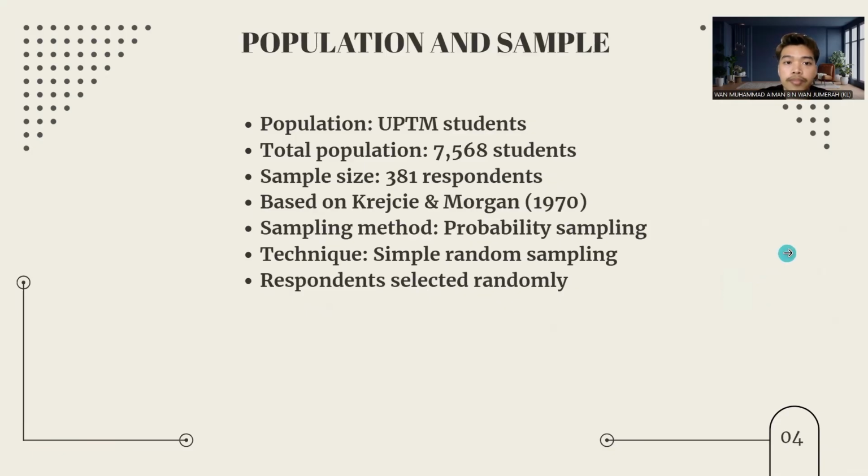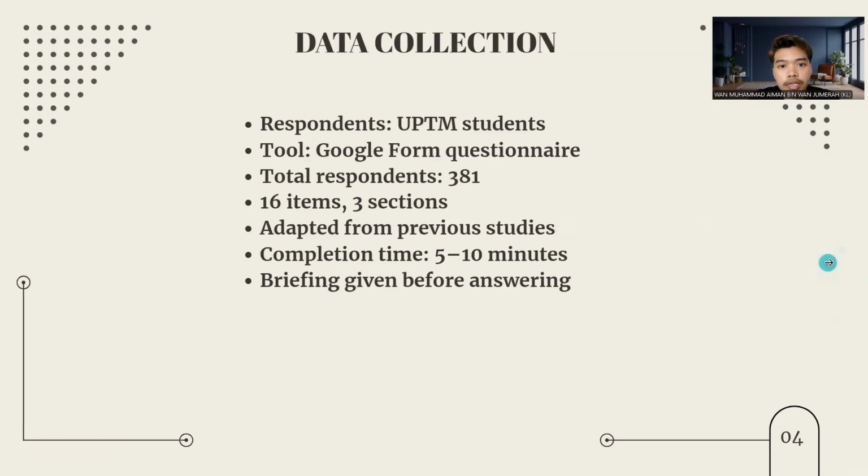So next, we move to the population and sample. The study involved students from UPTM with a total population of 7,568 students. Based on the Krejcie and Morgan table, a sample of 381 respondents was selected. The study uses probability sampling with a simple random sampling technique, where the students are chosen randomly to ensure fairness and reduce bias.